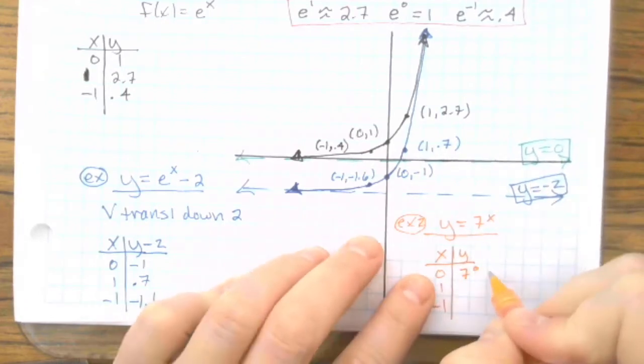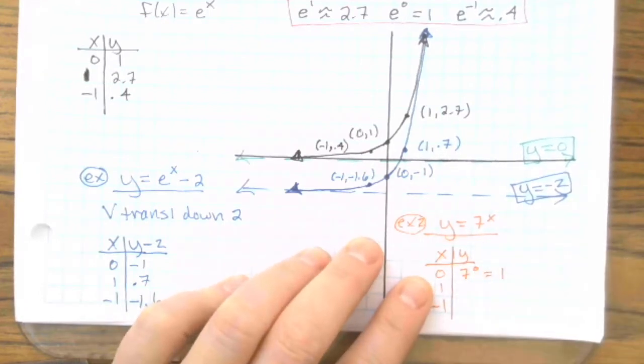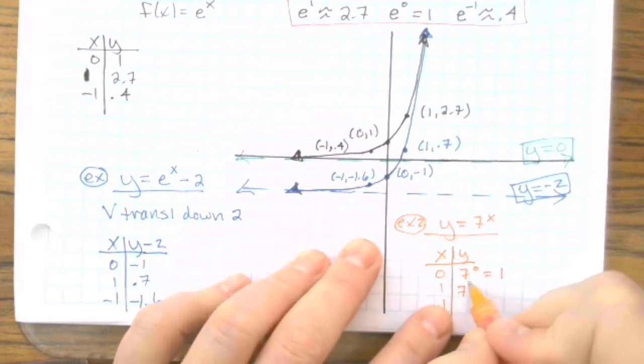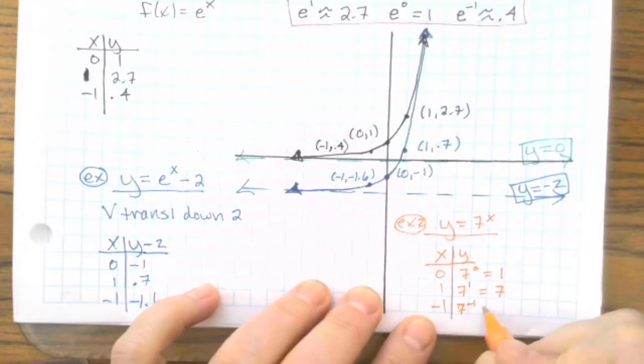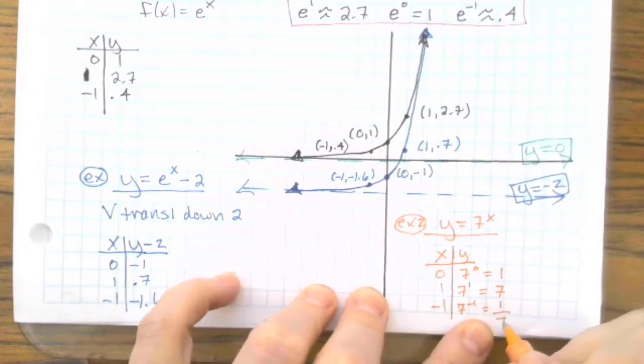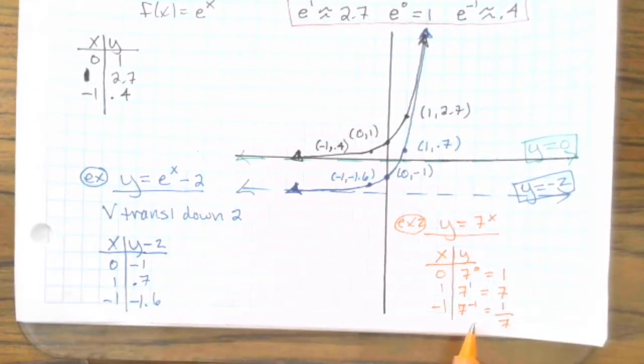So 7 to the power of 0 is 1, like all things. 7 to the power of 1 is 7. 7 to the power of -1 is 1 over 7. Remember that a negative power flips the base to the bottom of the fraction. The fraction isn't negative. The negative power just means the base moves.